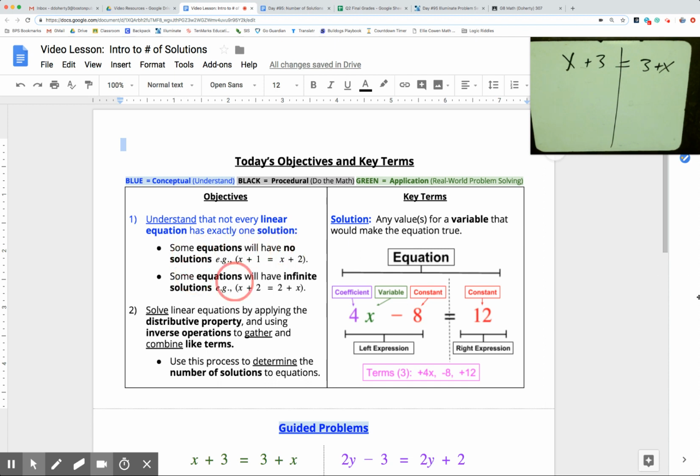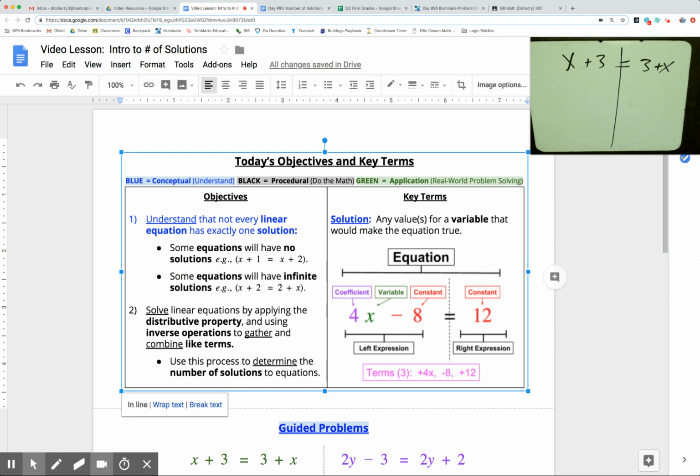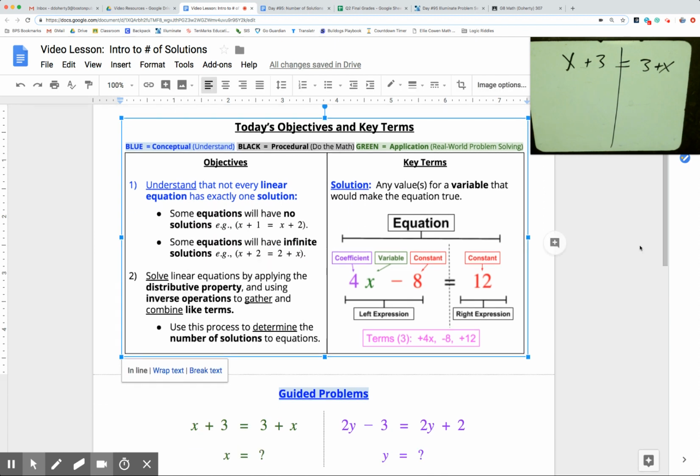Some equations are going to have infinite solutions. Let's take a second to talk about that here in the objectives. We see e.g. E.g. means for example, and anytime I see e.g. or for example, they're going to show me something that helps me understand what I just read. Some equations have no solutions.